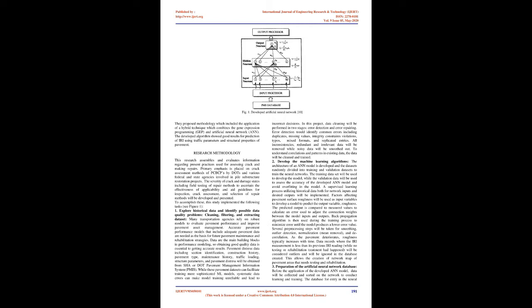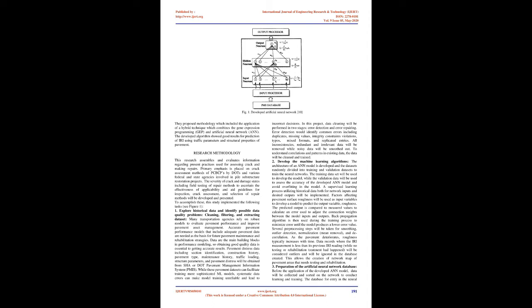1. Explore historical data and identify possible data quality problems, cleaning, filtering, and extracting dataset. Many transportation agencies rely on robust models to evaluate pavement performance and improve pavement asset management. Accurate pavement performance models that include adequate pavement data are needed as the basis for future pavement maintenance and rehabilitation strategies. Data are the main building blocks in performance modeling, so obtaining good quality data is essential to getting accurate results.